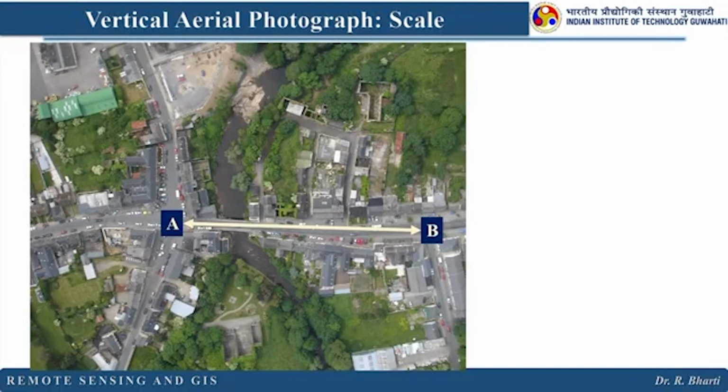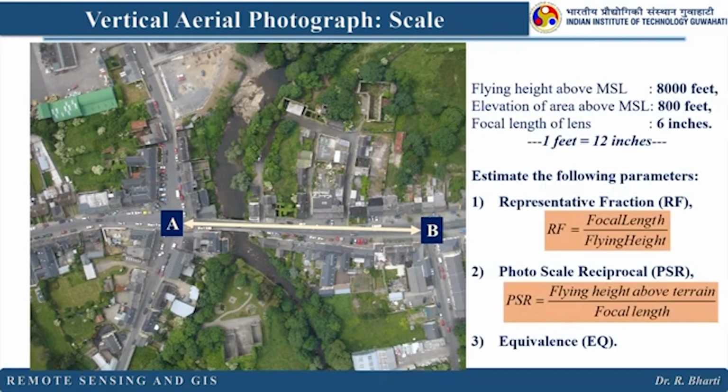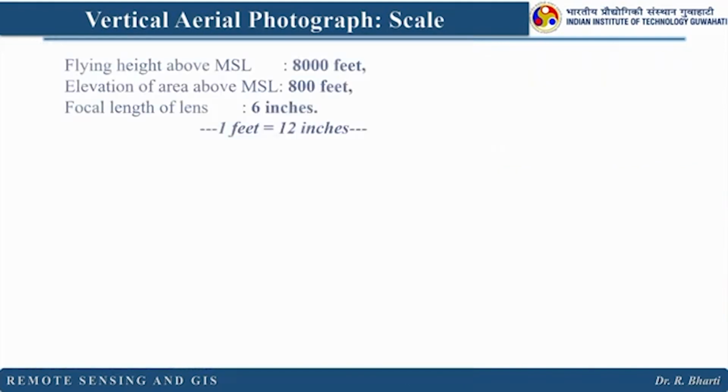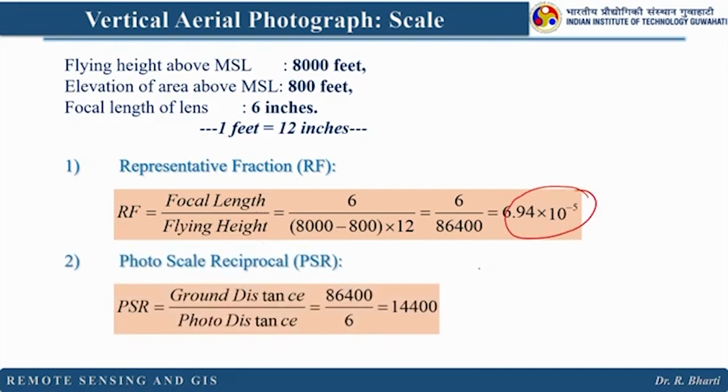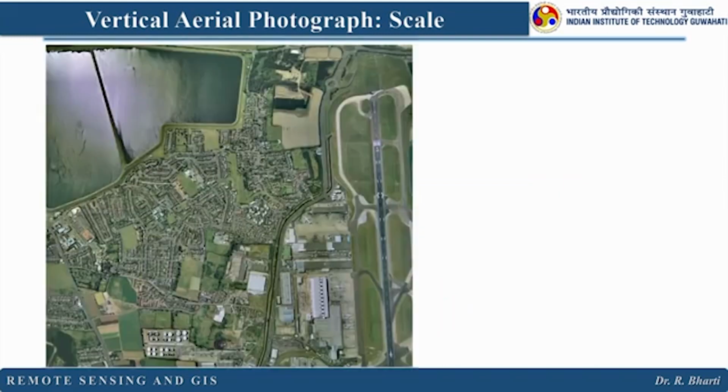In this particular case, I have kept this A and B here and they are separated by some distance. Here we have flying height above MSL, that is 8000 feet, elevation of area above MSL, that is 800 feet, focal length of lens, that is 6 inches, and you have to calculate RF, PSR and EQ. Just see the next slide after you are done with the calculation. Here you can calculate RF using this formula, this will be the value, and for PSR this will be the value. So, just calculate and check your answers.